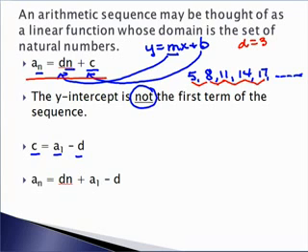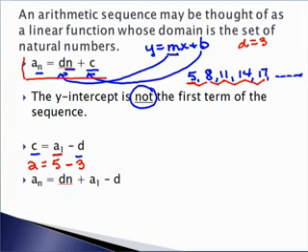And then the c, we said, is similar to our y-intercept if this is a linear function. So the c is not 5. It's not this value here. The c then is the first term minus the difference. All right, well, let's take a look at that. In our sequence, our first term is 5. So I want to go 1 before that. So that means instead of adding on the difference, because we're going backwards, we're subtracting the difference. So we get a c value of 2.